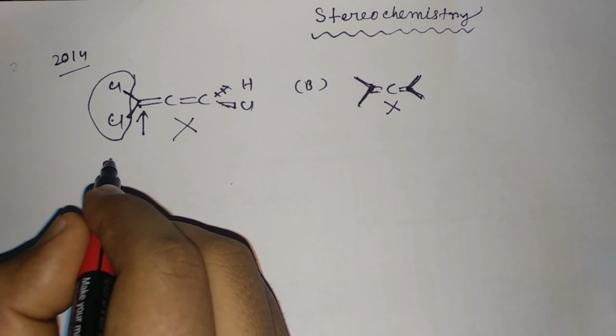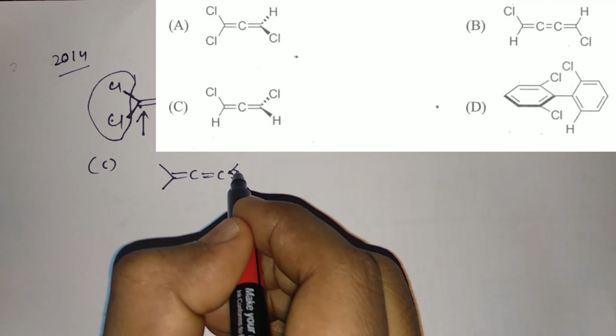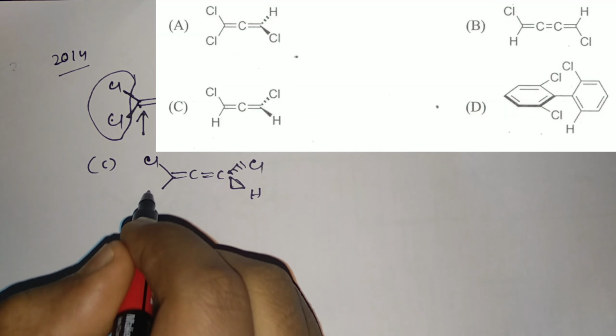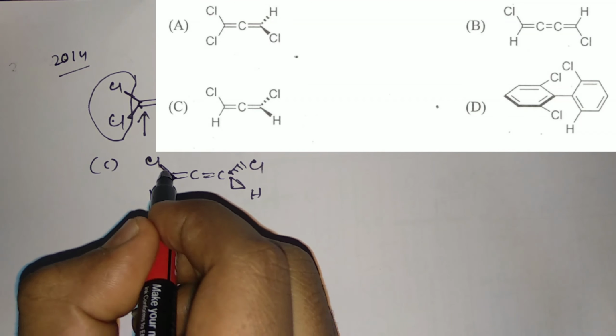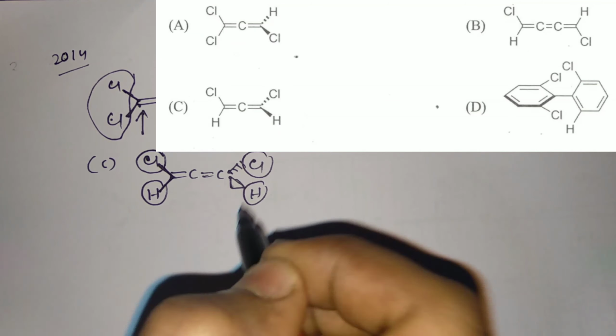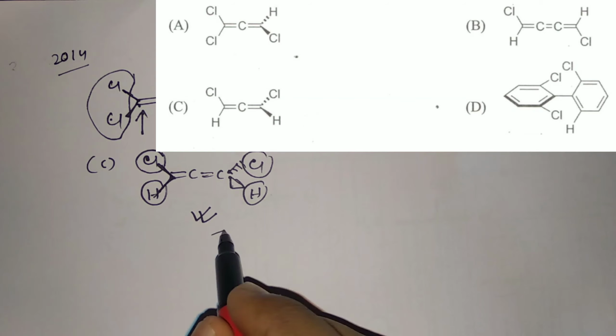So the next option C, which is like this. This is Cl, this is ACE, this is Cl, and this is ACE. So the two systems are different, and here also the two systems are different, and also this is one plane, this is another plane. So this is to be chiral, right?